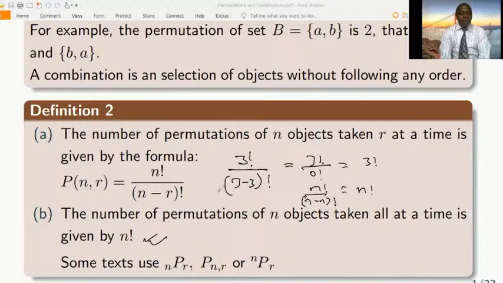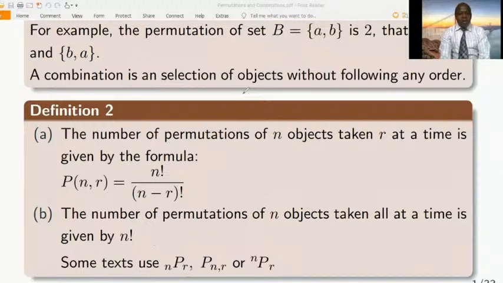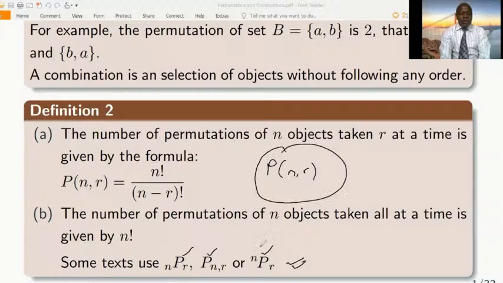Now, various textbooks give different ways to denote permutation. In this formula, I've denoted permutation by this, but some texts will denote permutations as this. We'll either denote it this way, or this way, or this way. In this video, I'll be denoting it using this, and in some places I'll also denote it using this last symbol here.